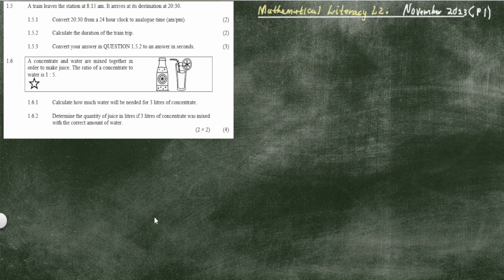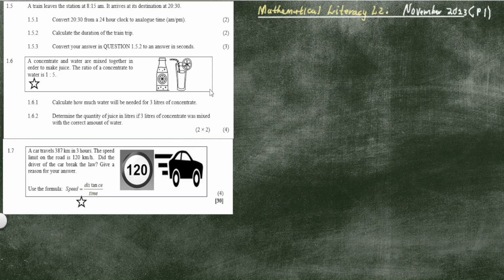Now for the last question. Oh yeah, here we are. Okay, 1.7. A car travels 387 kilometers in 3 hours. The speed limit on the road is 120 kilometers per hour. Did the driver of the car break the law?